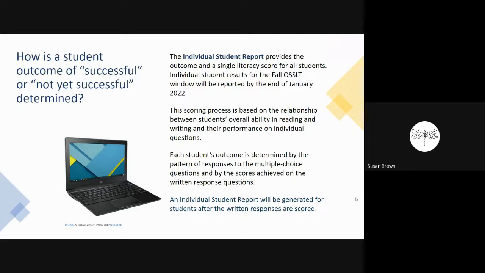How is a student outcome of successful or not yet successful determined? An individual student report provides the outcome and single literacy score for all students. Individual student results for the fall OSSLT window will be reported by the end of January 2022. An individual student report will be generated for students after the written responses are scored.